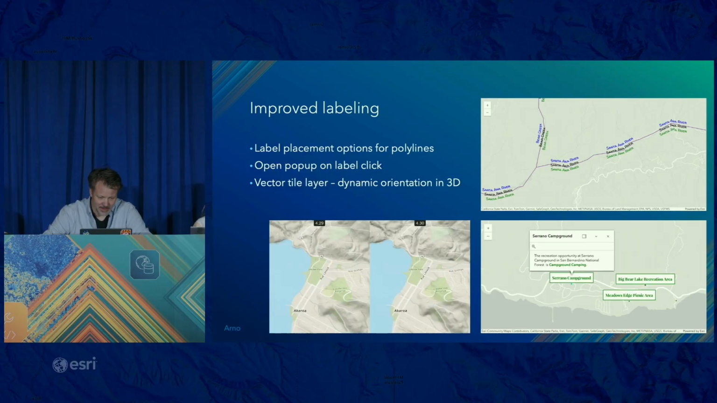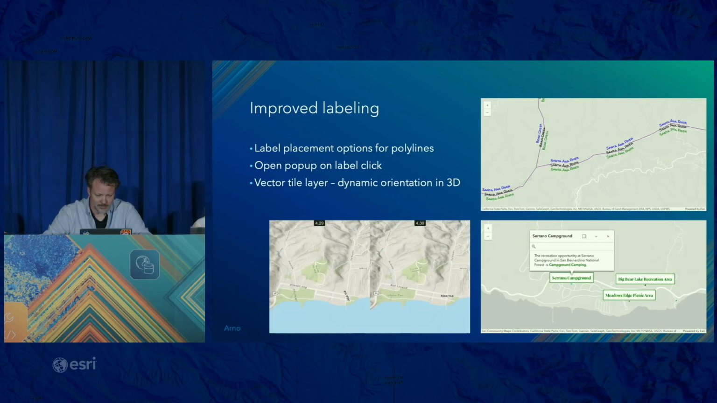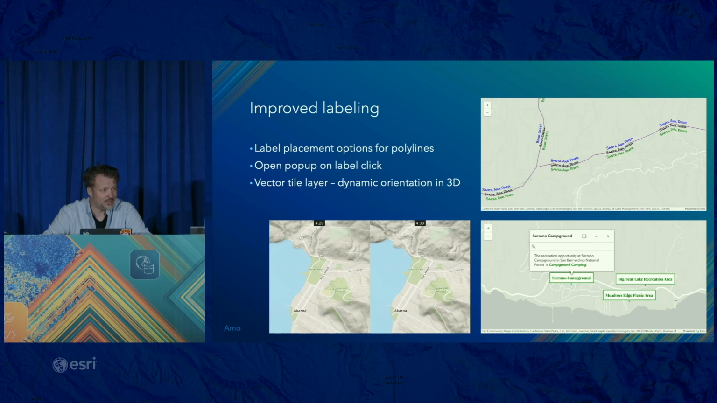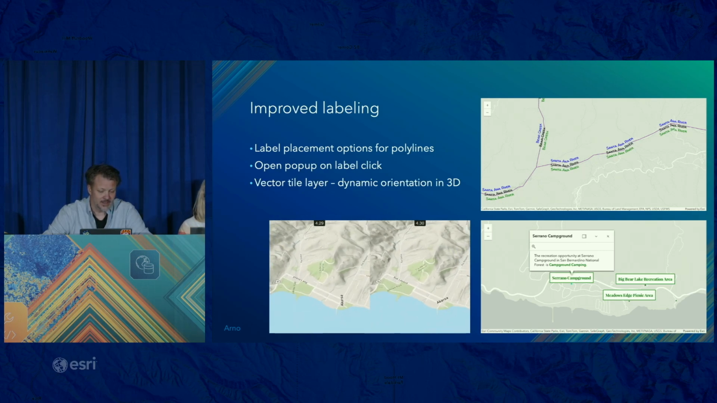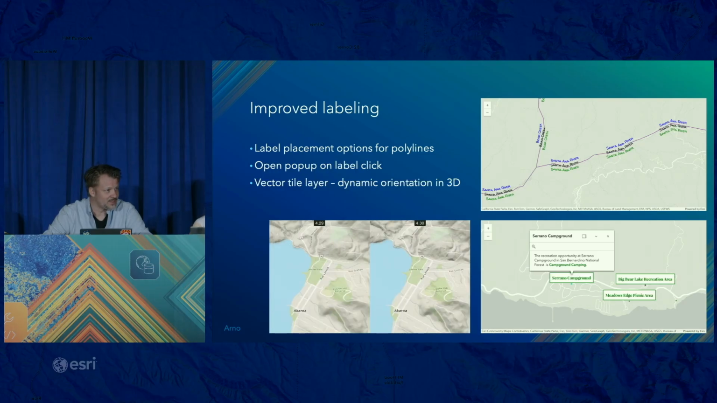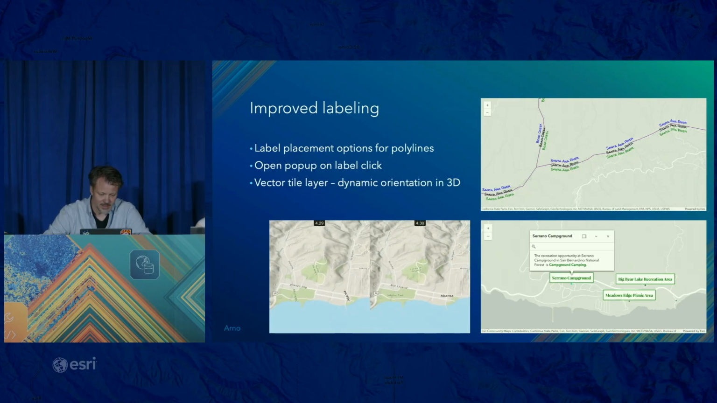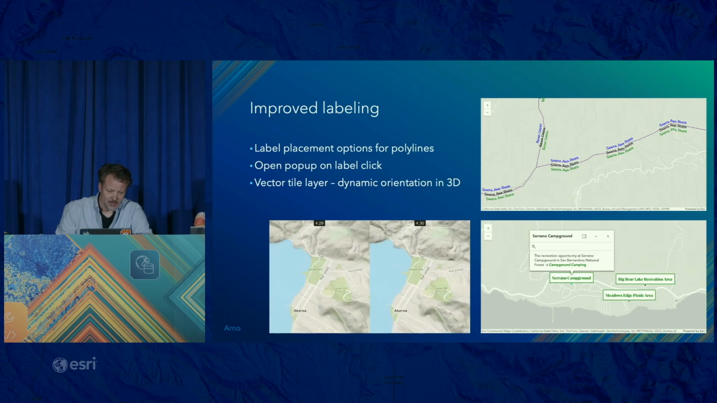This was a highly requested feature, but we're aware that there's more labeling improvements in 3D requested, and this is also an area that we're still putting quite a bit of work into. For example, making sure that labels are not occluded by 3D objects, that you can still see them. This is something that we're planning to release in the coming releases.